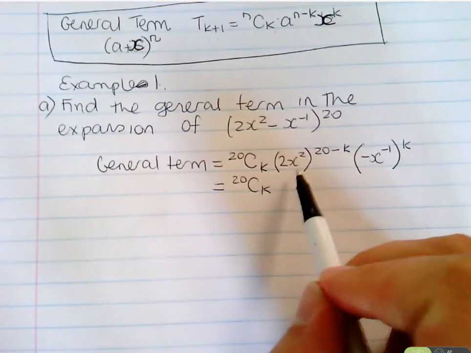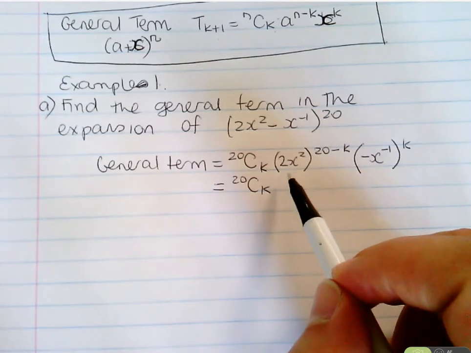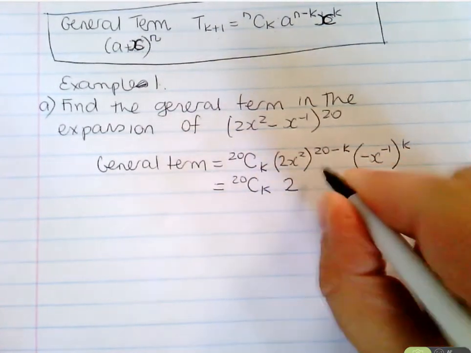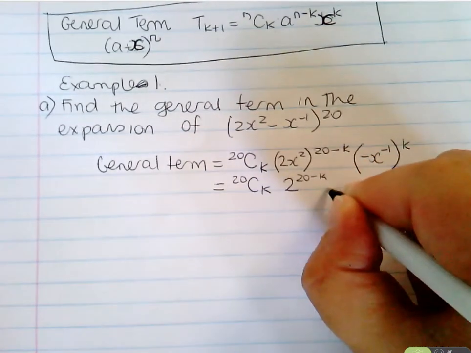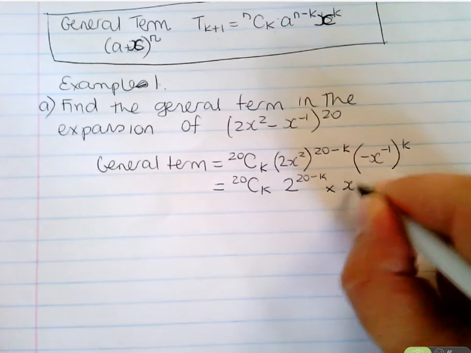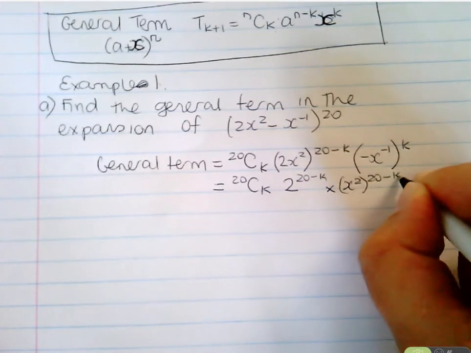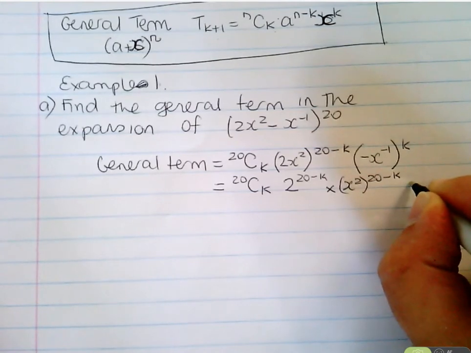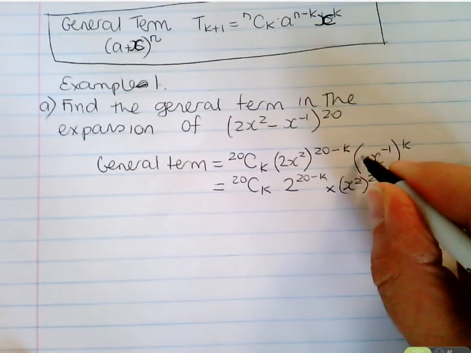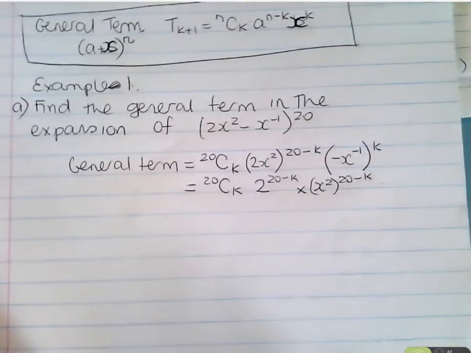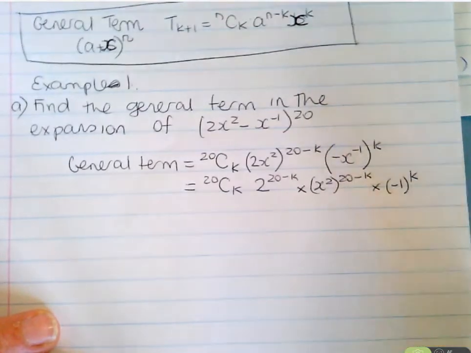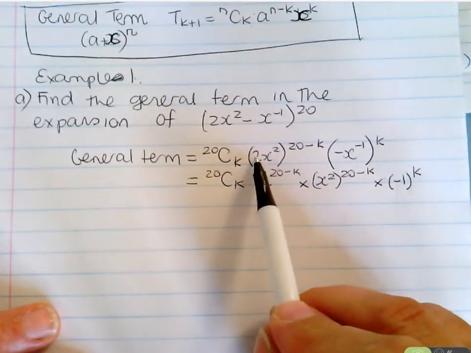20Ck. What we need to do here, we've got (2x^2) to the power of 20 minus k. We need to break it up. So we've got 2 to the power of 20 minus k times (x^2) to the power of 20 minus k, because 2x squared is 2 times x squared. Now I want to do the same here. I'm going to break this (-x^-1) up into (-1) to the power of k times x^-1 to the power of k.